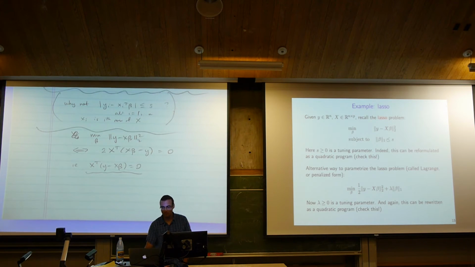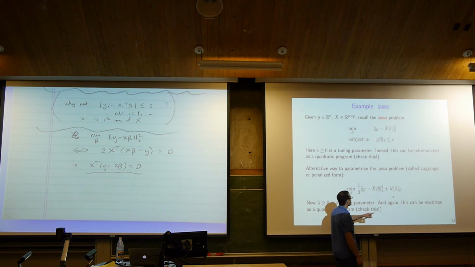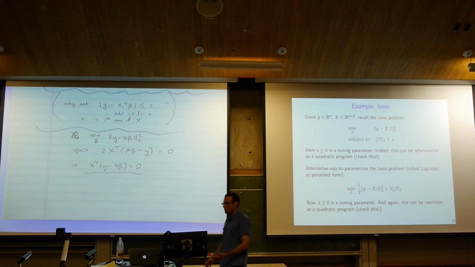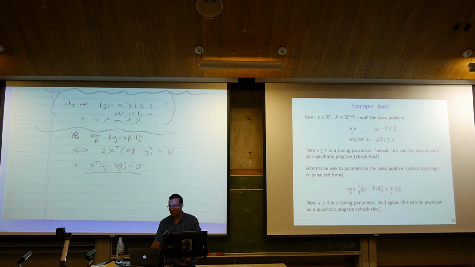inequality constraints. And there's another way to parameterize the lasso problem, which sometimes we call the Lagrange form or penalized form, where we take this constraint on beta and turn it into part of the criterion after we multiply it by another Lagrange parameter or tuning parameter. So in this formulation we would choose lambda rather than choosing s as a hyperparameter. This is again a quadratic program.